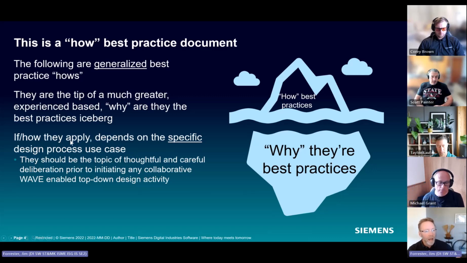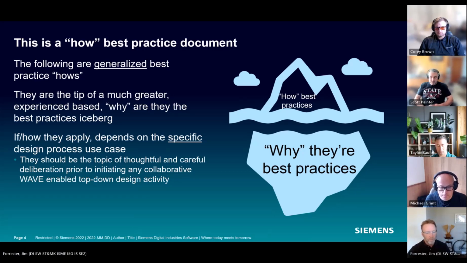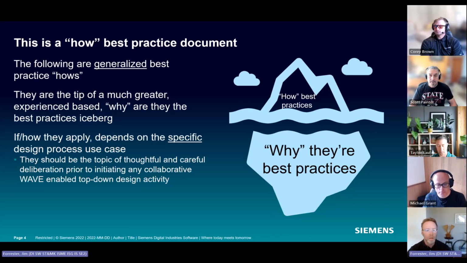And this is key: how they apply depends on the specific design processes and the use case that's being worked on. For example, how you would use this in an airplane might be different than how you would use it in a replacement knee. But the best practices are still the same, and how you would choose to apply them once you understand them would be up to the client to figure out best.